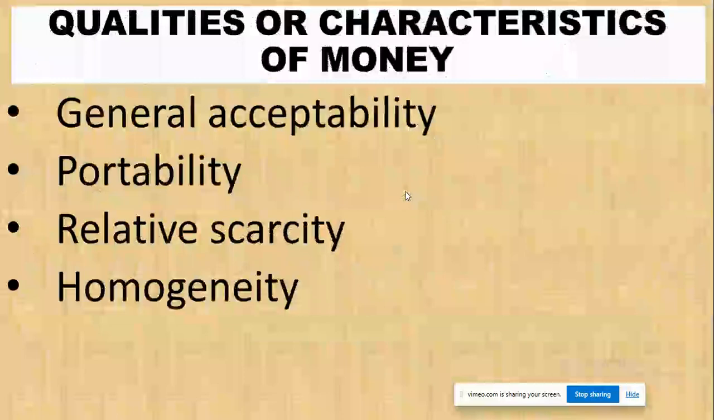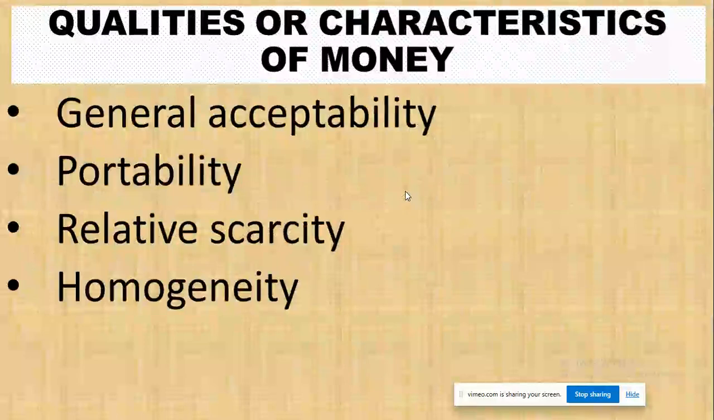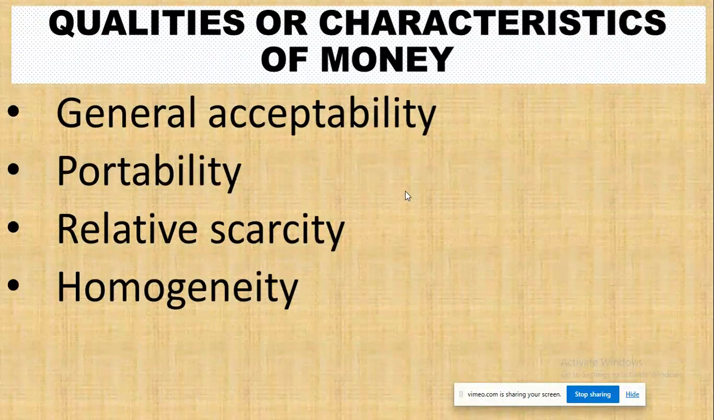One, general acceptability. Money must be acceptable by everyone in the exchange of goods and services. Two, we have portability. The object that serves as money must be light in weight to enable people to move here and there in the exchange of goods and services. Relative scarcity.